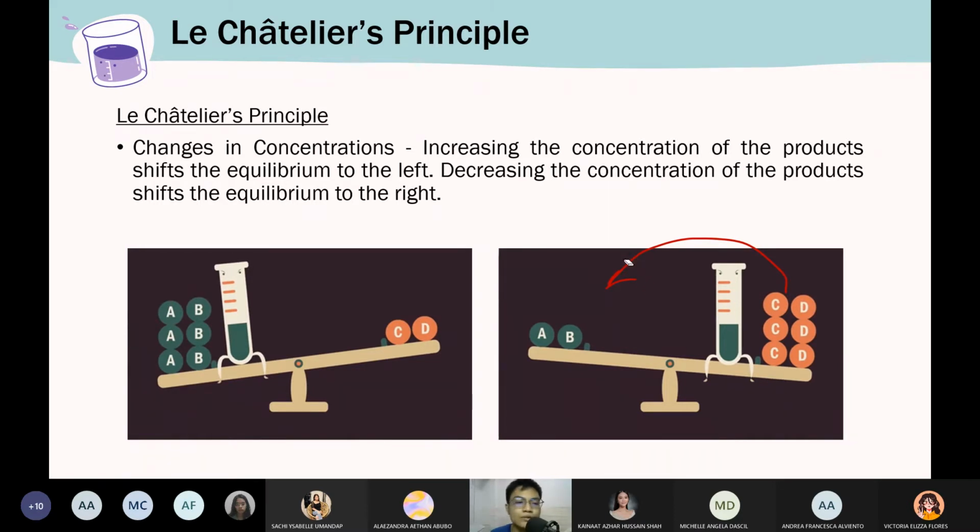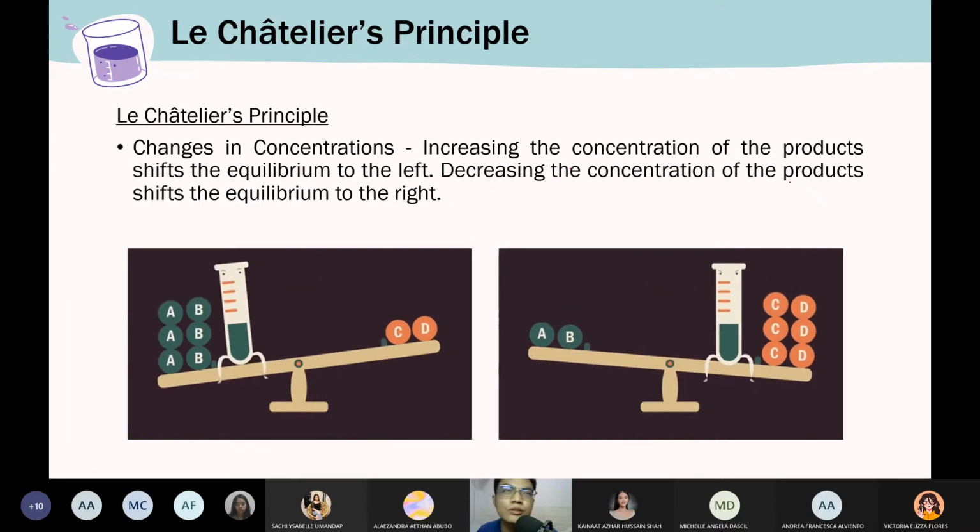Okay? So, yun yung changes in concentration. Kung saan ka nagdagdag ng chemicals, papunta sa opposite side yung reaction. Nagdagdag ka sa reactant, yung product side yung direction. Nagdagdag ka sa product, yung reactant side yung direction. Pag nagbawas naman, kung saan ka nagbawas, dun pupunta yung reaction. For example, nagbawas ka ng reactant, papunta sa reactant yung reaction. Nagbawas ka ng product, decrease the product, papunta sa product side yung reaction.